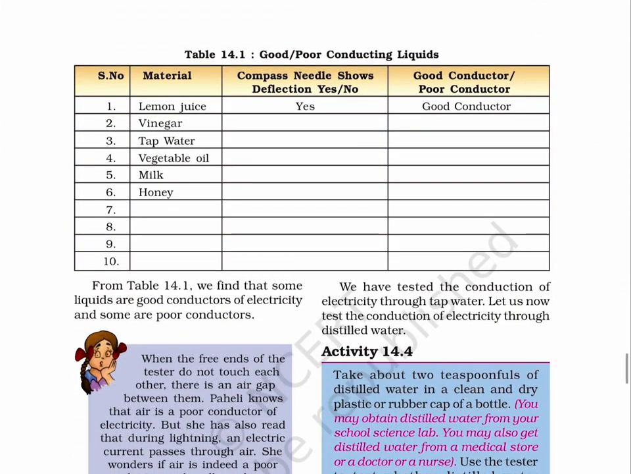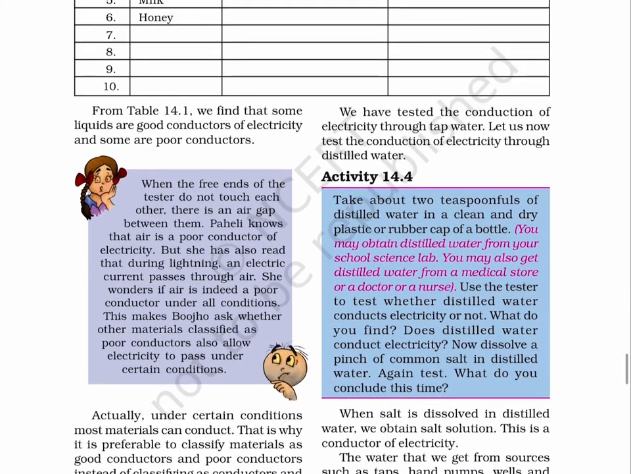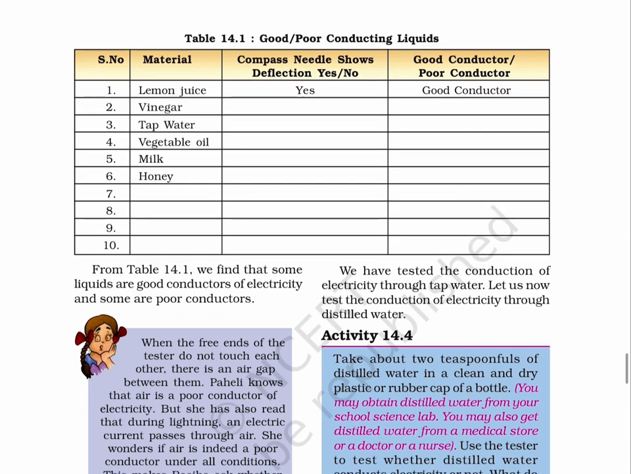Page 175. Table 14.1. Good or poor conducting liquids. The table has 4 columns. The first one is for serial number, second, material, third, compass needle shows deflection, yes or no, and fourth, good conductor or poor conductor. For your convenience, we have completed row number 1, which reads as follows. Serial number 1, material, lemon juice, compass needle shows deflection, yes or no. The answer is yes. The next column, good conductor, poor conductor, and the answer is good conductor.